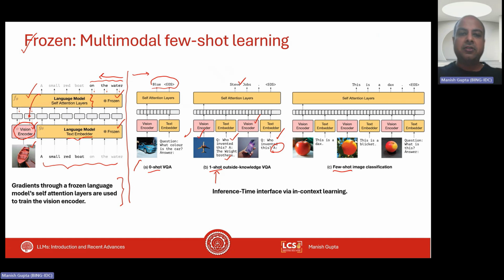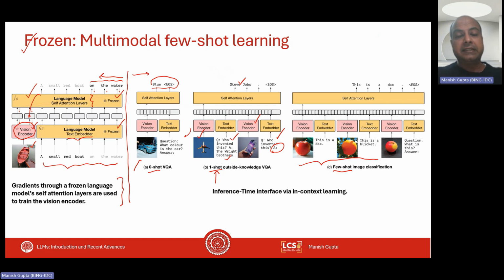Okay. And of course, in in-context learning, people have seen that the greater the number of examples that you supply at test time, the better the accuracy. This is what they observed as well. And therefore, they also experimented with multiple shot examples, also called few-shot learning. Okay.